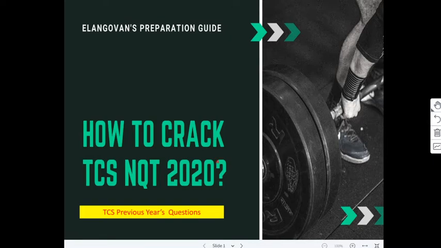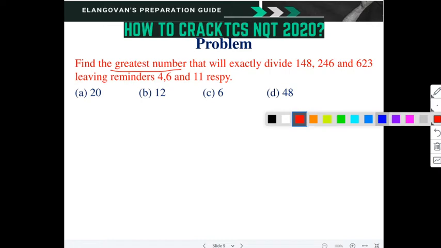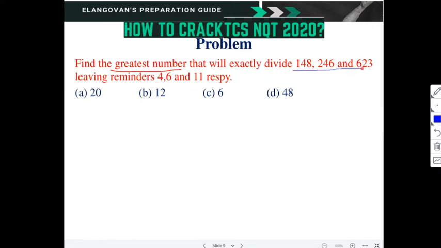In this video, we will see a few of the problems which can be solved, right? So the first problem is: find the greatest number that will exactly divide 148, 246 and 623, leaving remainders 4, 6 and 11 respectively.